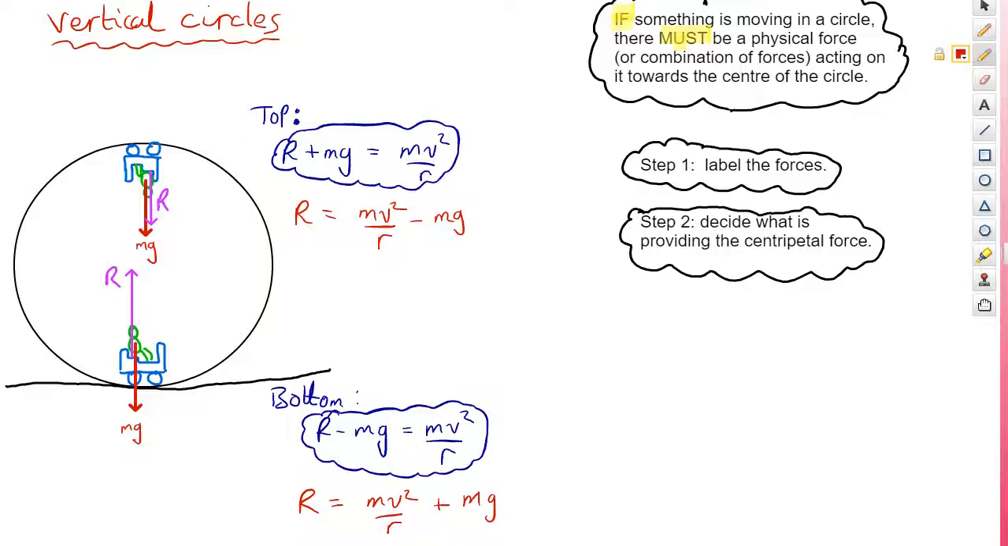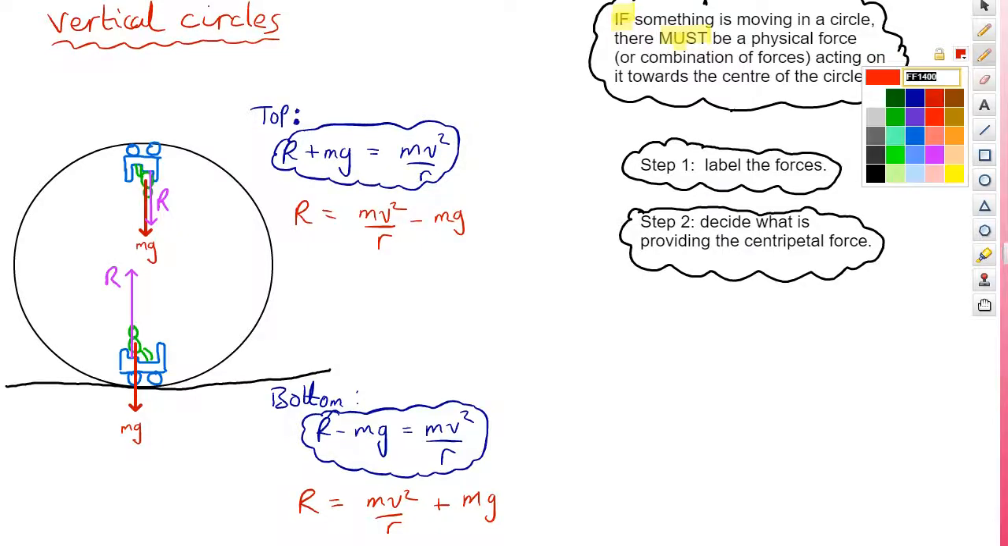So I'm going to feel heavier at the bottom. Because I'm moving in a circle, the centripetal force plus my weight is going to be pushing up through my body, so I'm going to feel heavier than normal. Whereas at the top, I'm going to feel lighter than normal, because the push of my seat pushing me down is going to be the centripetal force minus my weight.